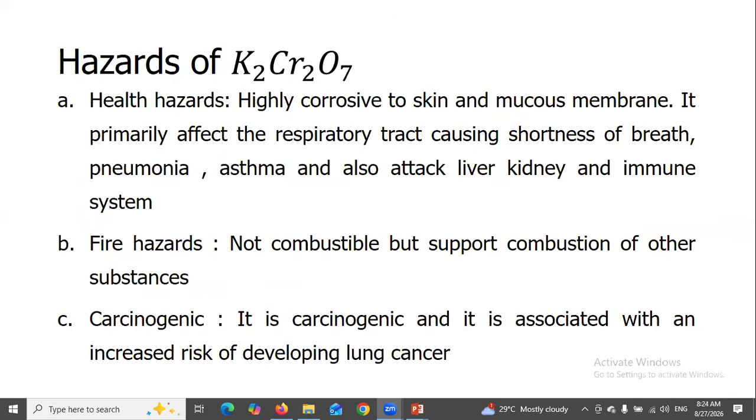Fire hazards: not combustible, but supports combustion of other substances. It is carcinogenic and is associated with an increased risk of developing lung cancer.